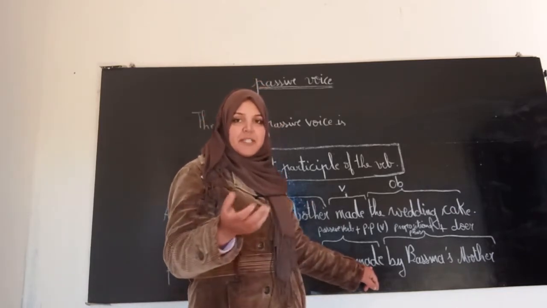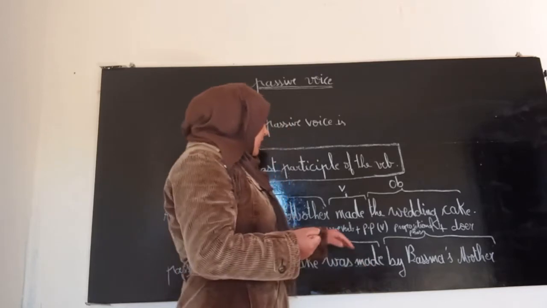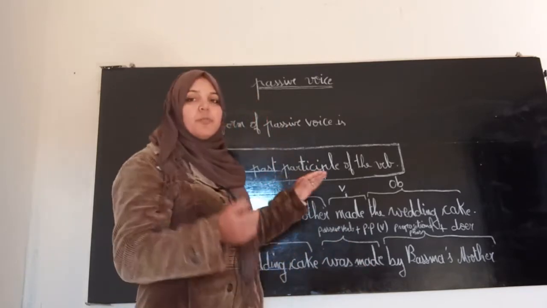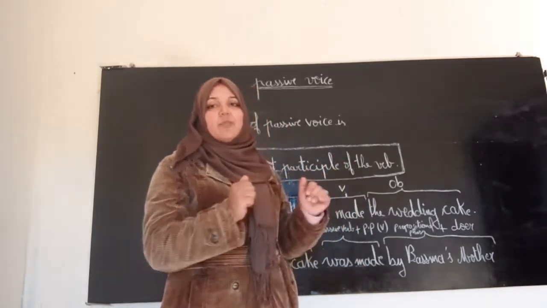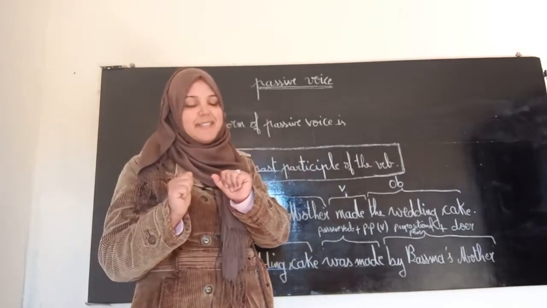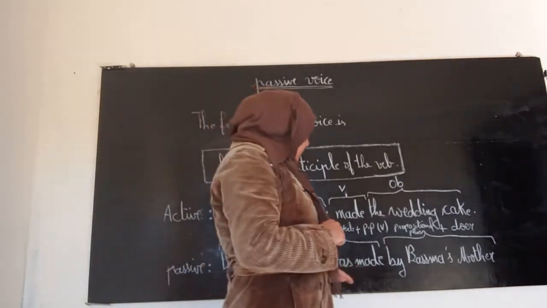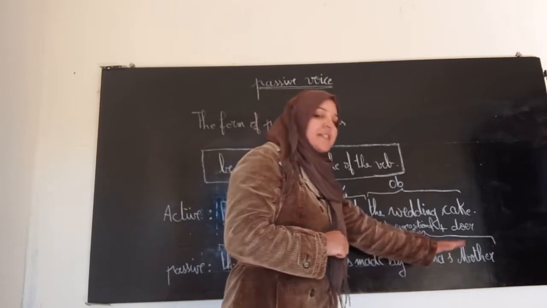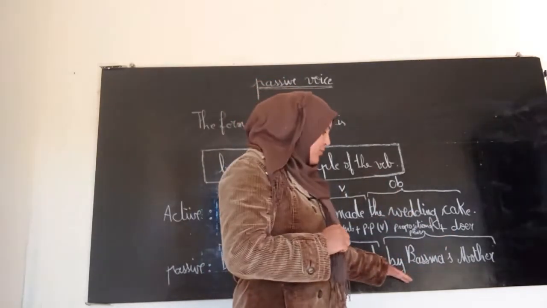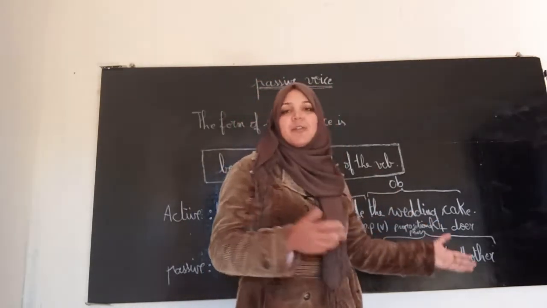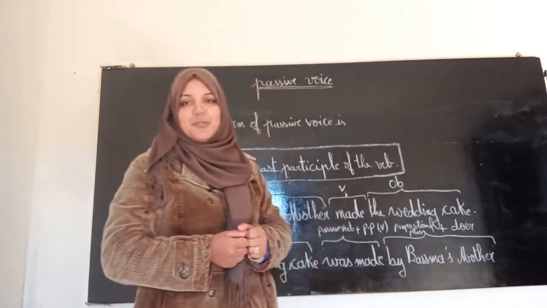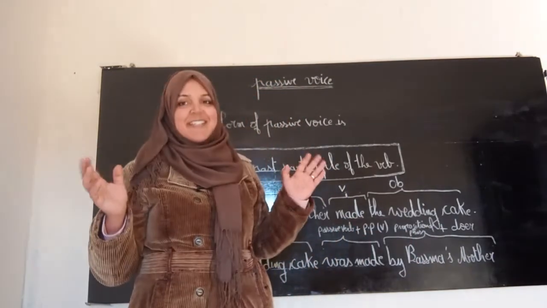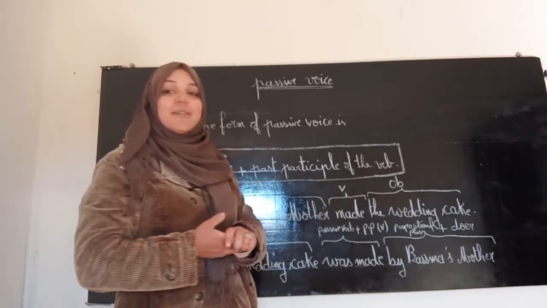Made is the past participle of the verb. And in the past participle of the verb, we have regular verbs and we have irregular verbs. Okay? Right. Was made by what? By Basma's mother. By is a prepositional phrase, and Basma's mother is the agent or the doer. I think it's clear. Okay? Good job.